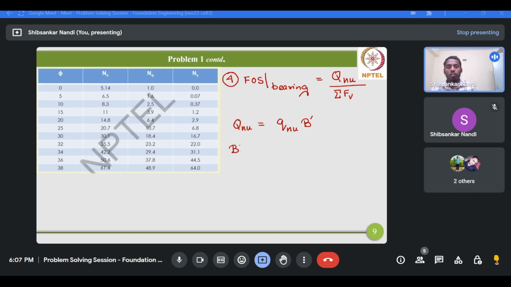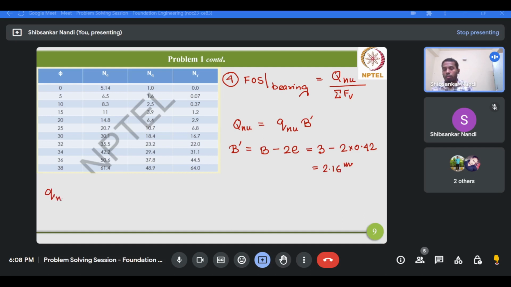Okay, first let me write the expression for B prime. So it will be B minus 2 ex. You can also consider eccentricity in the one direction. So therefore 3 minus 2 into 0.42, that means 2.16 meter.